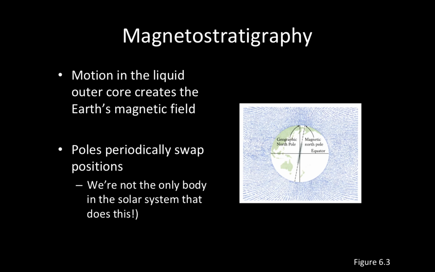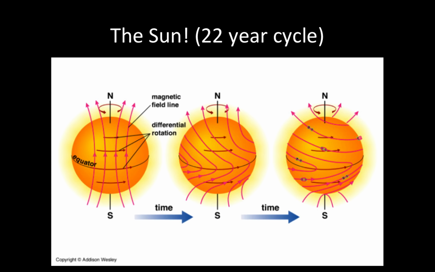We've talked a little bit about how North and South poles swap. Based on that idea, we can actually use the magnets in rocks to come at absolute dates. This is called magnetostratigraphy, meaning using magnets to find out the layers. The sun also switches, and we know that based on a 22-year cycle. I'm not going to ask that you know a whole lot about this because we've already talked about it, but just as a fun reminder.